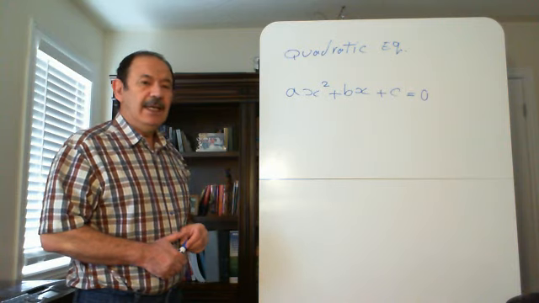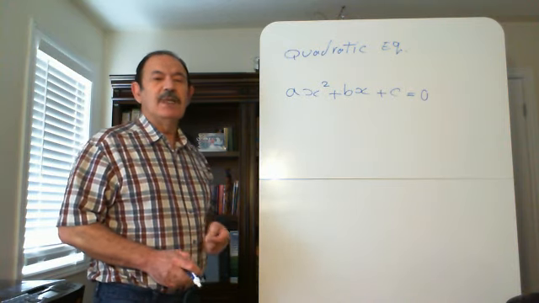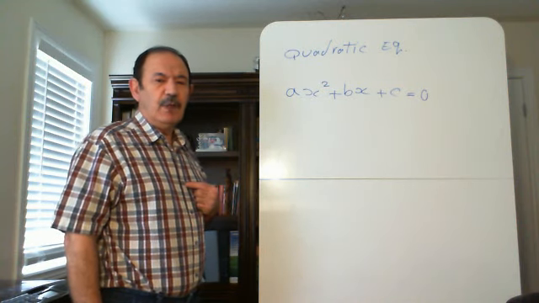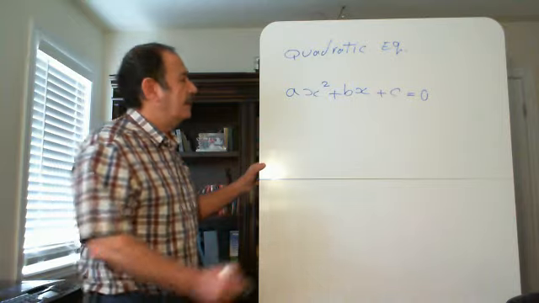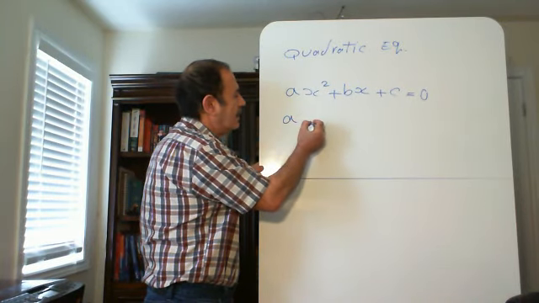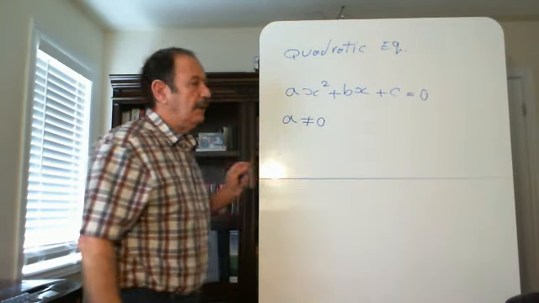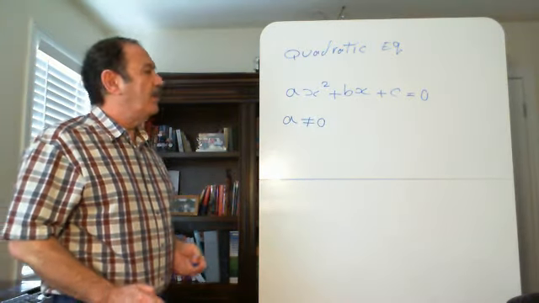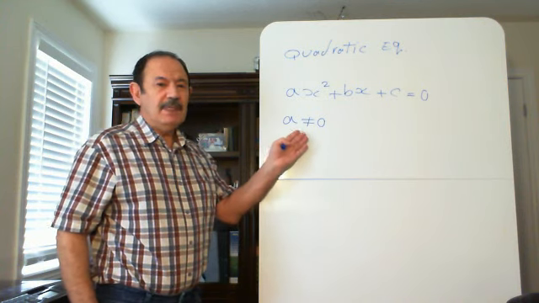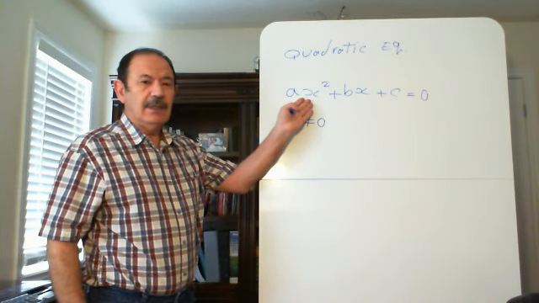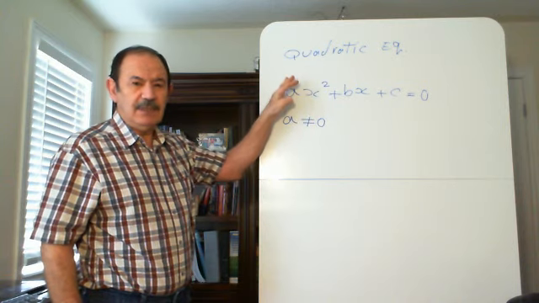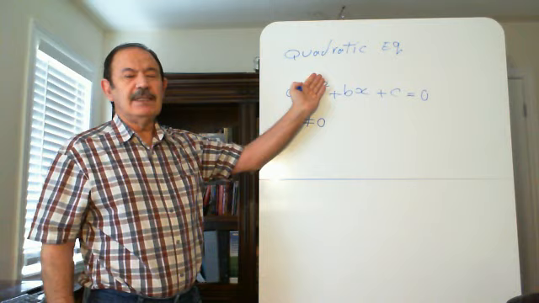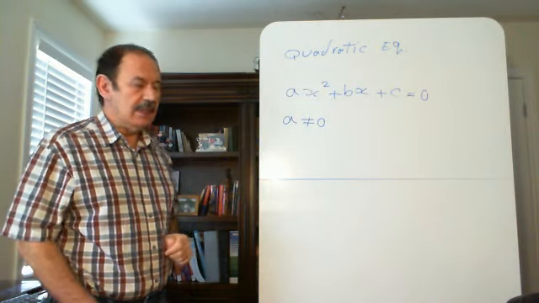This equation, ax squared plus bx plus c, we call it quadratic equation, and one restriction is applied, which is a shouldn't be equal to 0. b and c can be 0, but a shouldn't be equal to 0. Why? Because if a is 0, then 0 multiplied by x squared is gonna be 0, so this term is gonna be eliminated, and bx plus c is not a quadratic equation.